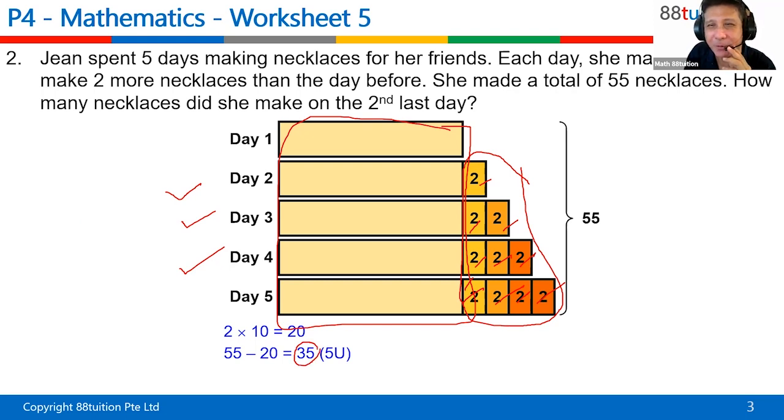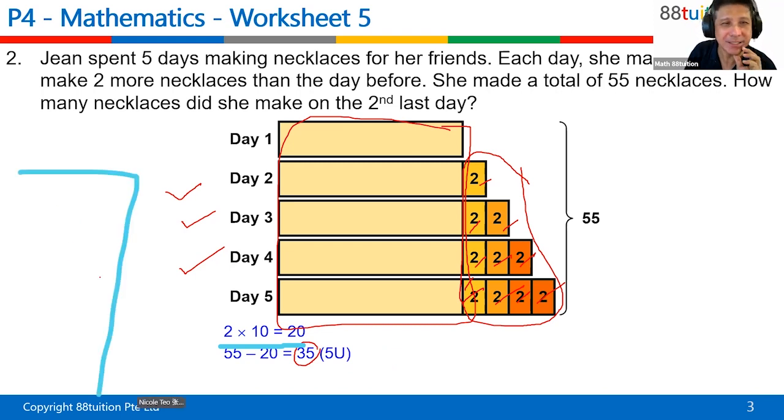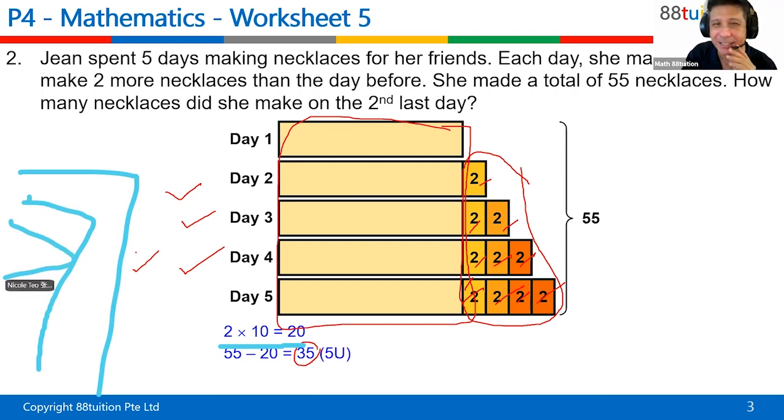Where are you, Nicole? Don't be shy. What number times 5 will get us 35? It's our 5 times table, isn't it? 5, 10. Very good. 7, yes. 5, 10, 15, 20, 25, 30, 35, right? So that is 7. Well done, Nicole.